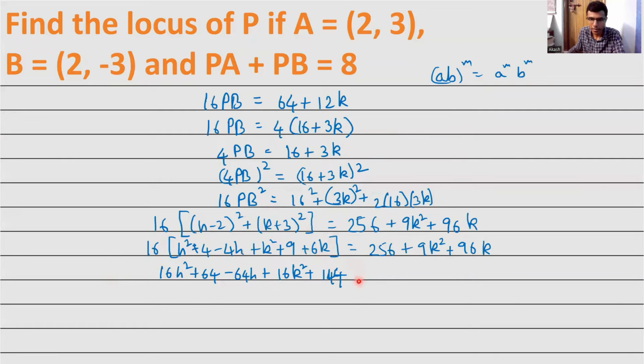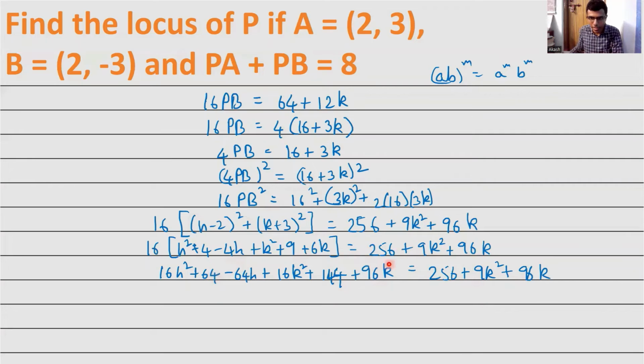16 sixes are 96k plus... 96k is equal to 256 plus 9k square plus 96k. If you are cancelling in an exam, I would suggest using a pencil. Okay, it will look neat. Just cancel. Don't just strike off like this. Otherwise, it would not look good. Okay.